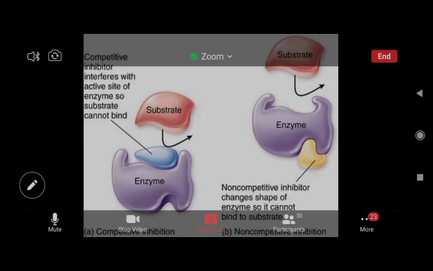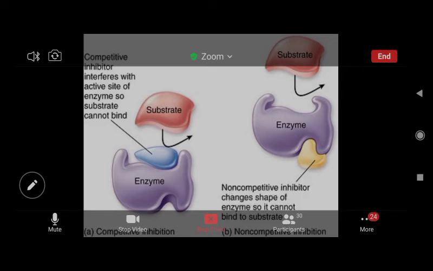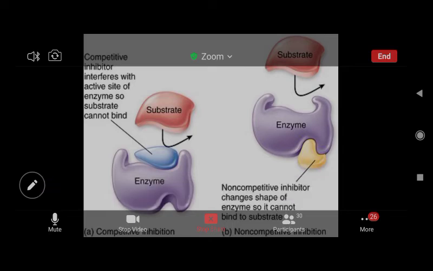Yes, it means, if we say in one word, stopping. So the enzymatic activity is also affected by the action of the chemicals. That means the enzymes are very sensitive to the chemicals.